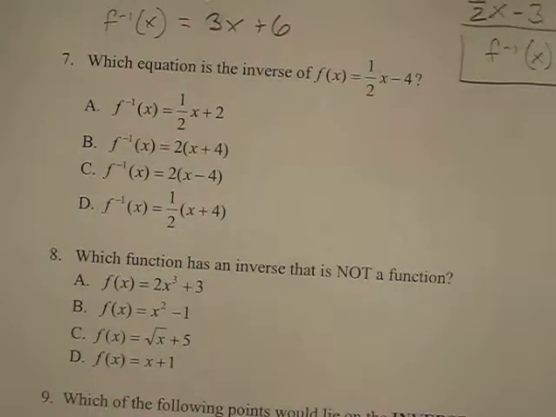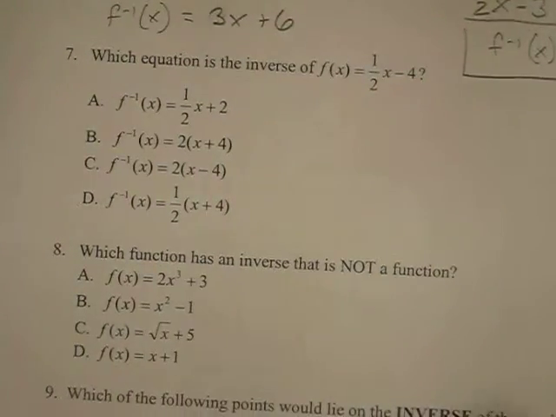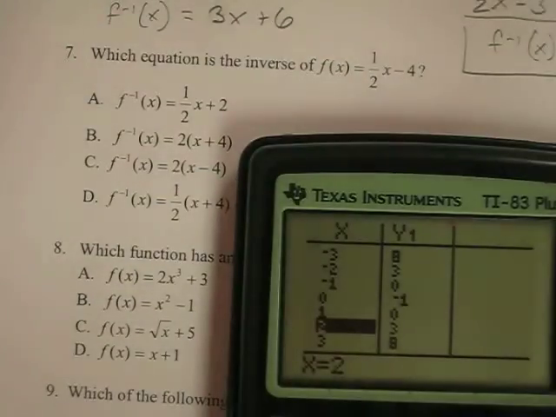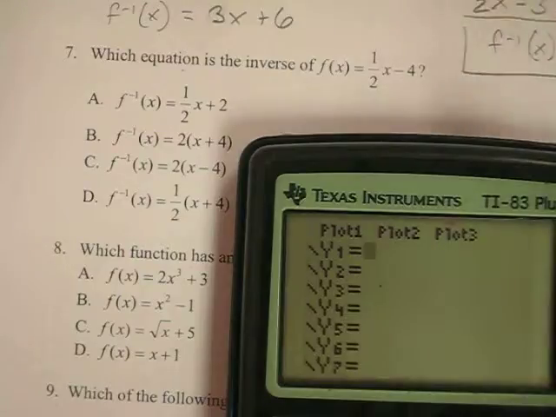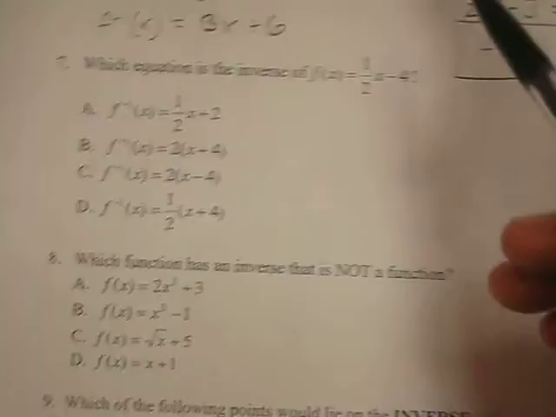On these calculator questions, a lot of them can be done, or on the multiple choice questions, a lot of them can be done with the calculator. I'm going to find the inverse. You can do it that way, okay? And actually on this one, that is what I'm going to do.